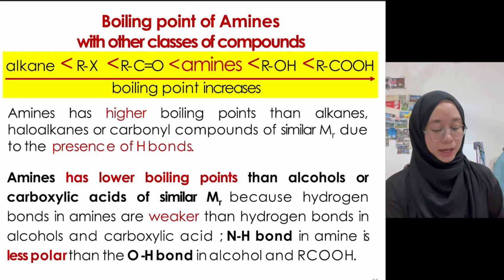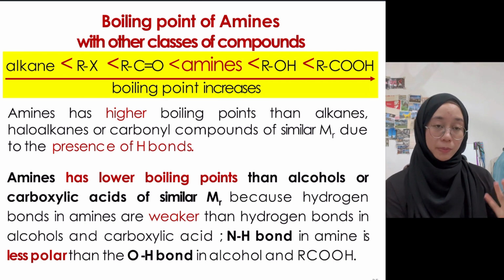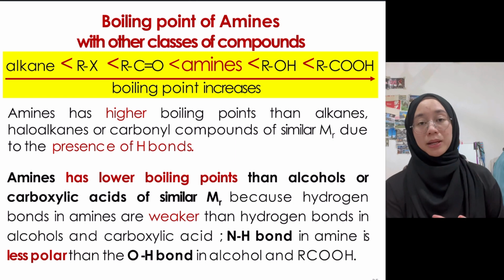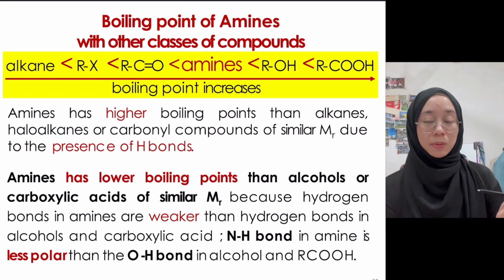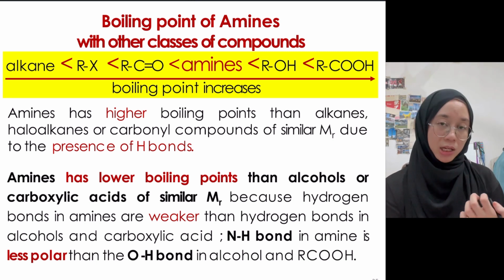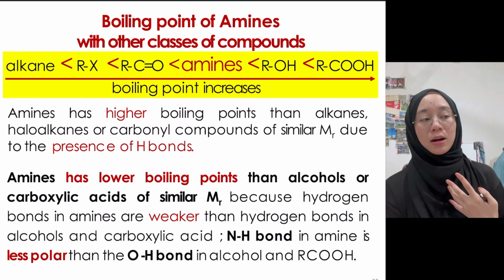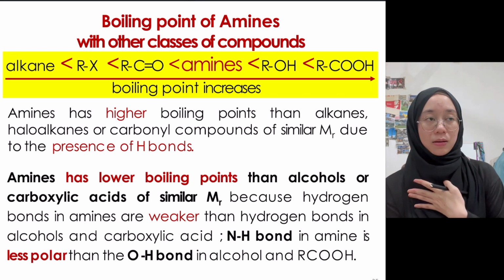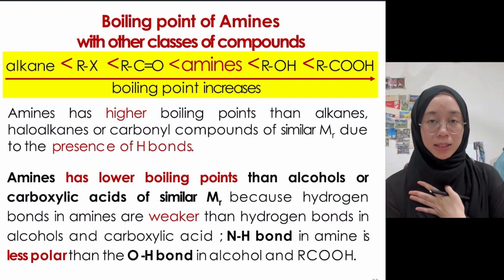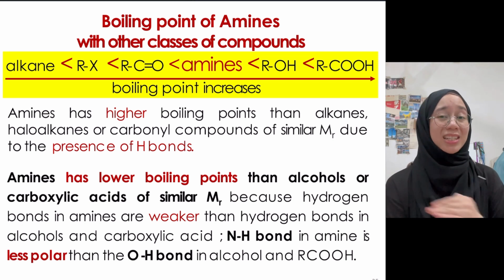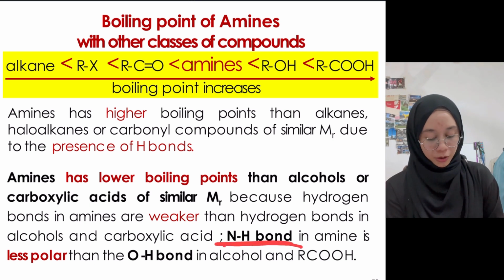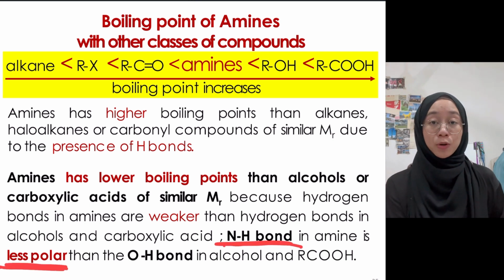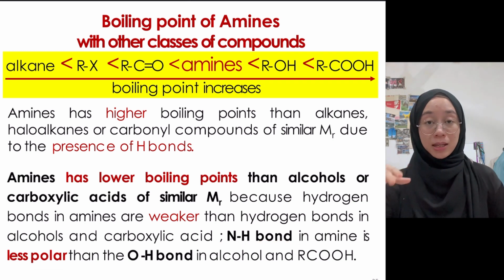bond. Okay, tapi amine has a lower boiling point compared to alcohol dengan carboxylic acid with similar molecular weight, because the hydrogen bond, despite boleh buat hydrogen bond, the hydrogen bond of amine is slightly weaker compared to the one yang dalam alcohol dengan carboxylic acid. Okay, because nitrogen is less electronegative daripada O. Okay, so ini dia dah cakap NH bond in amine is less polar than the OH bond dekat dalam alcohol and also carboxylic acid.